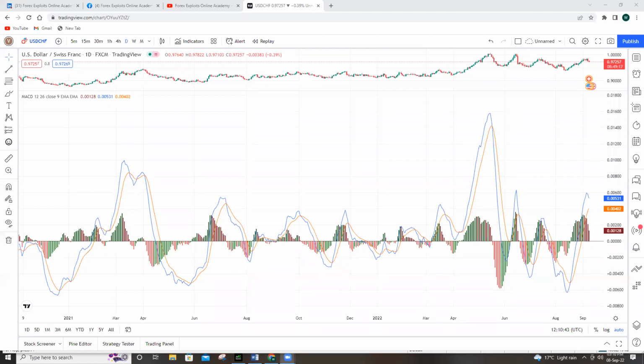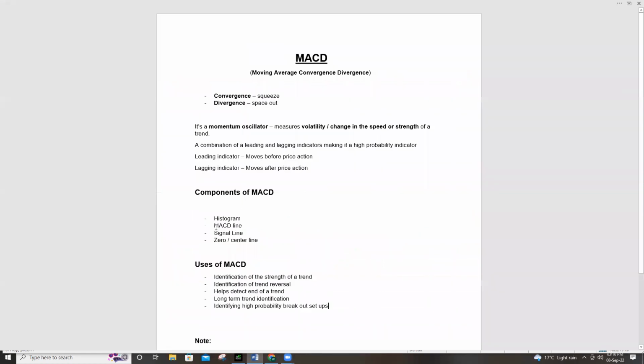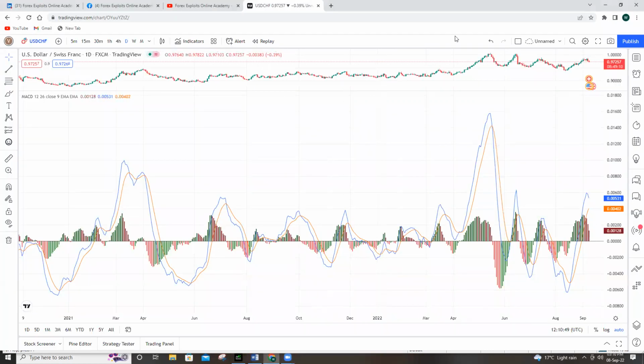So component number 2, we have the MACD line. Now be very, very keen on this one. The MACD line is the blue one, this one here. This is what we call the MACD line. It can be any color. It's up to you to choose. I'll show you how to customize it.